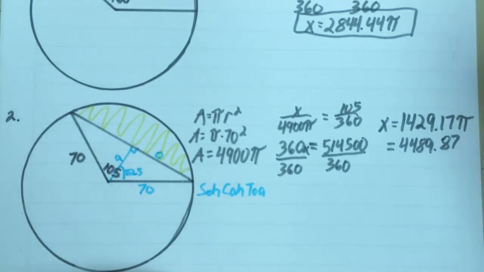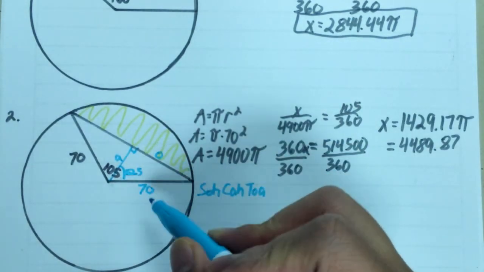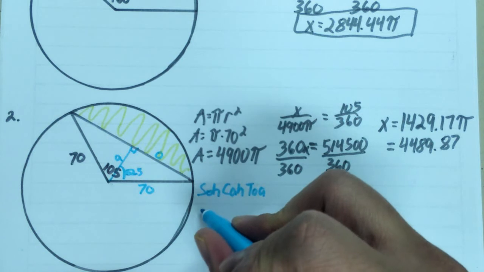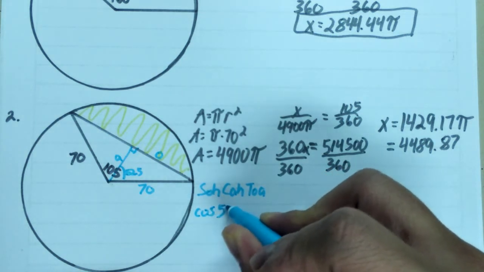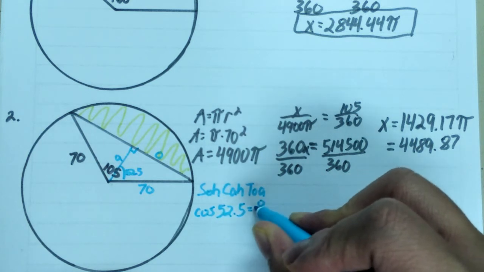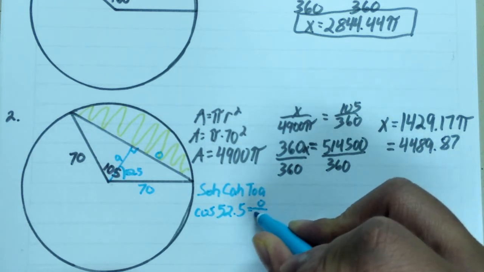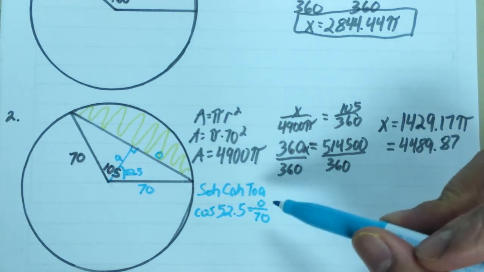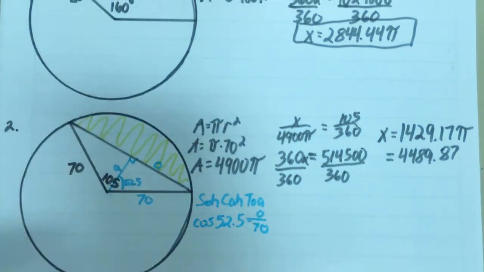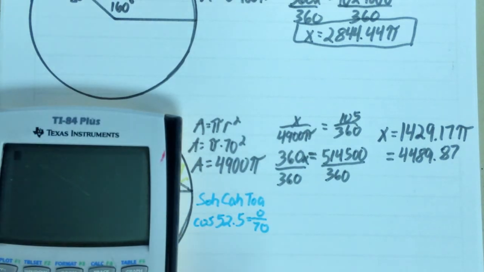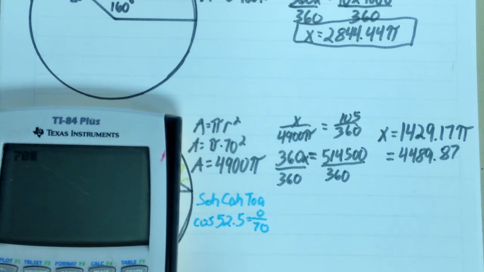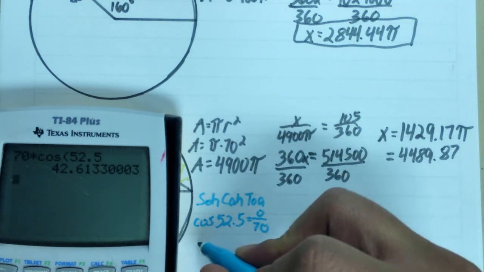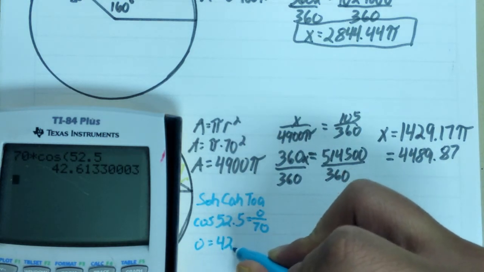I'll start with the side adjacent to this angle, which, with the hypotenuse, is cosine. So cosine of 52.5 equals adjacent over hypotenuse. Because x is on top, we multiply. First, let's make sure the calculator is in degree mode. Multiply 70 times cosine 52.5. So this side equals 42.61.